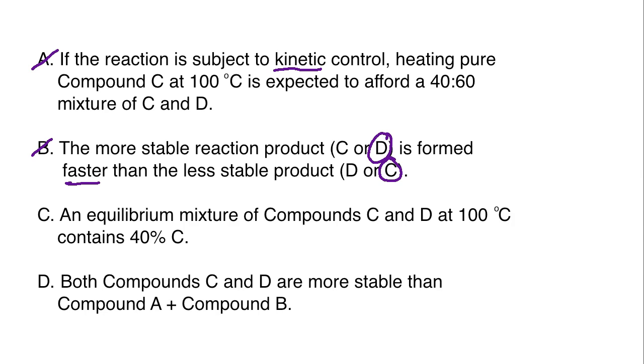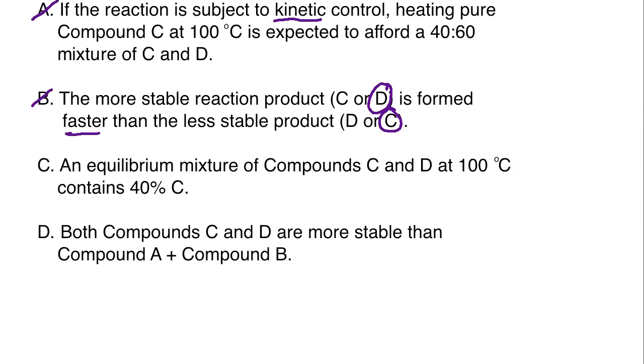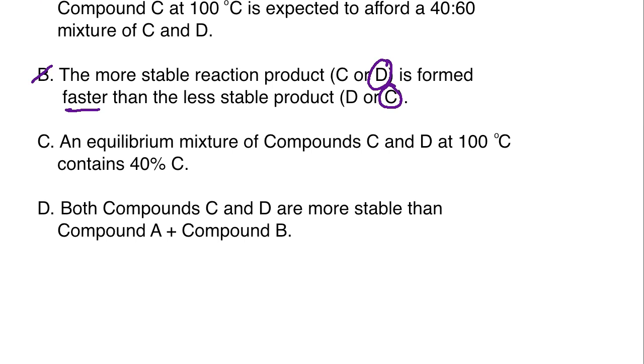The less stable product has the least amount of energy resistance to overcome. So the kinetic product, C, is going to form very fast. D, which is more stable, is going to take a bit more time, and you're going to need the thermodynamic conditions set up.